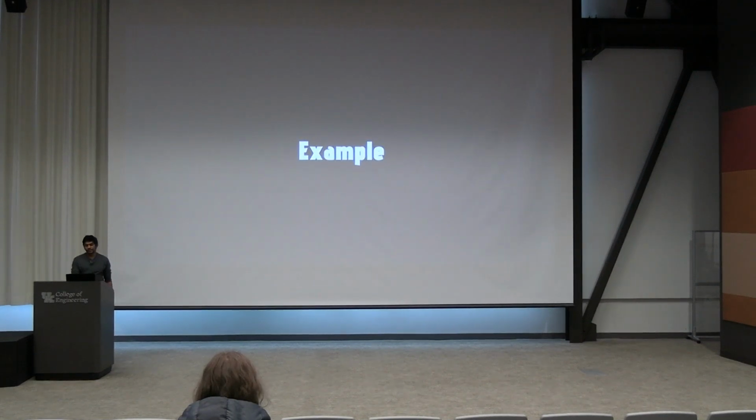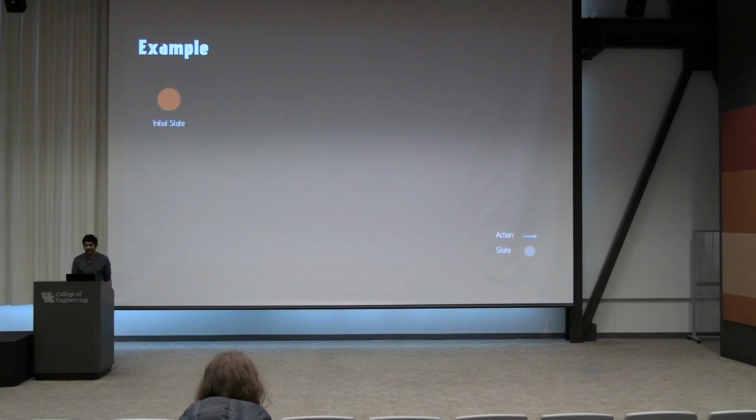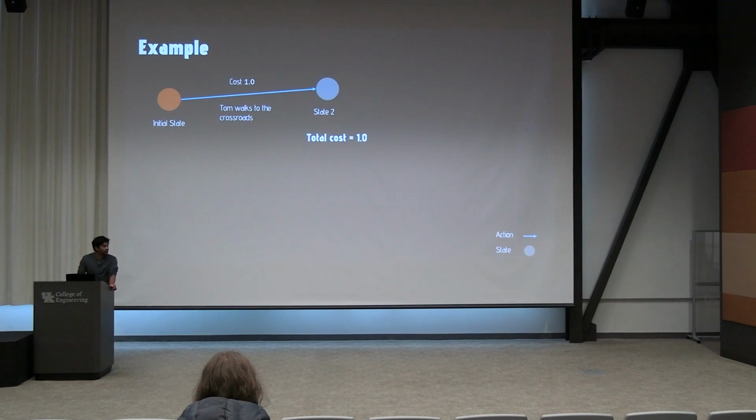So let's look into an example of how the total cost is calculated. I'm going to use 0.4 as the epsilon value in this example because we found that 0.4 works well as the epsilon value for most of our benchmarks. So let's start with the initial state, and the first action is Tom walking to the crossroads. The cost of that action is 1, and the total cost of the plan is currently 1.